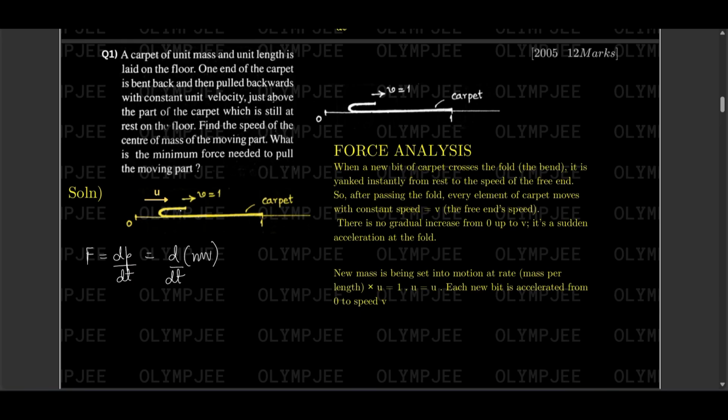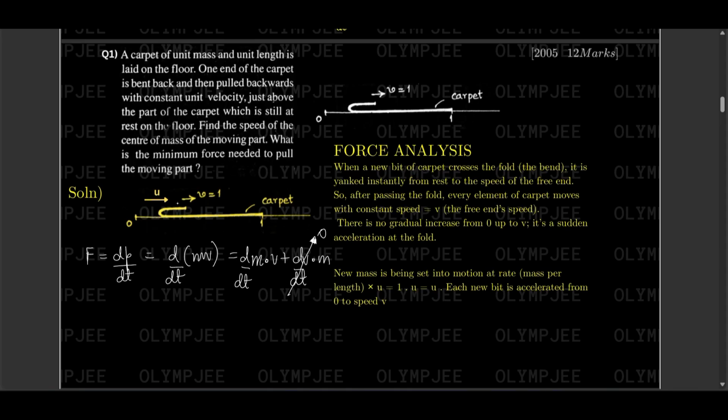And since the velocity of every material part is constant, applying the chain rule or the multiplication rule, we'll get, since velocity is not changing with time, this part is 0. So the force will be due to the change in mass, right?